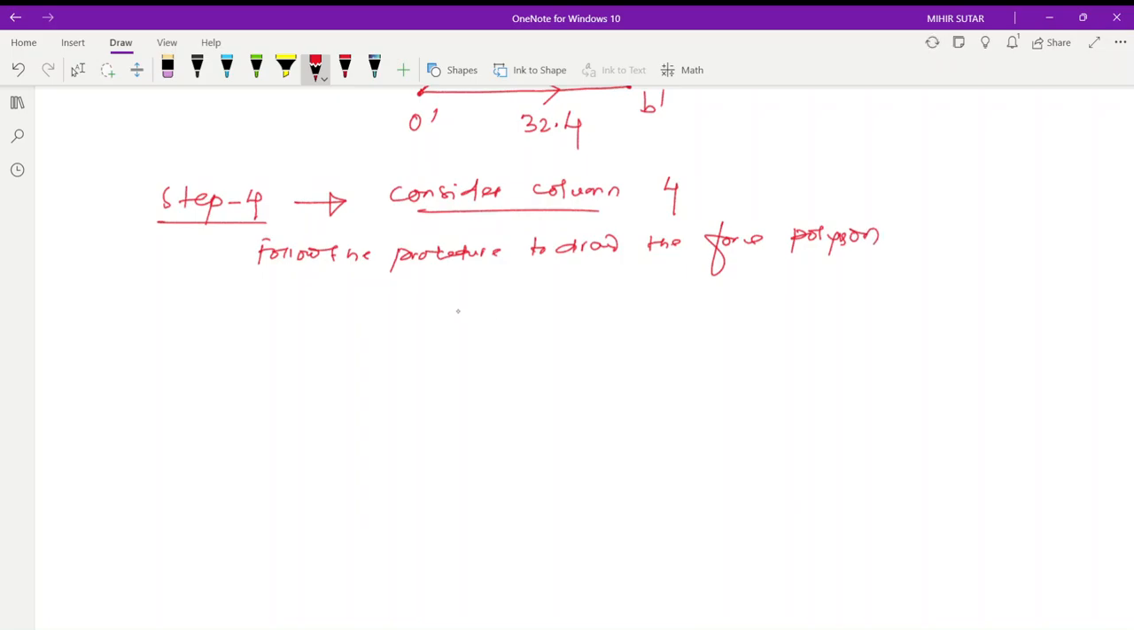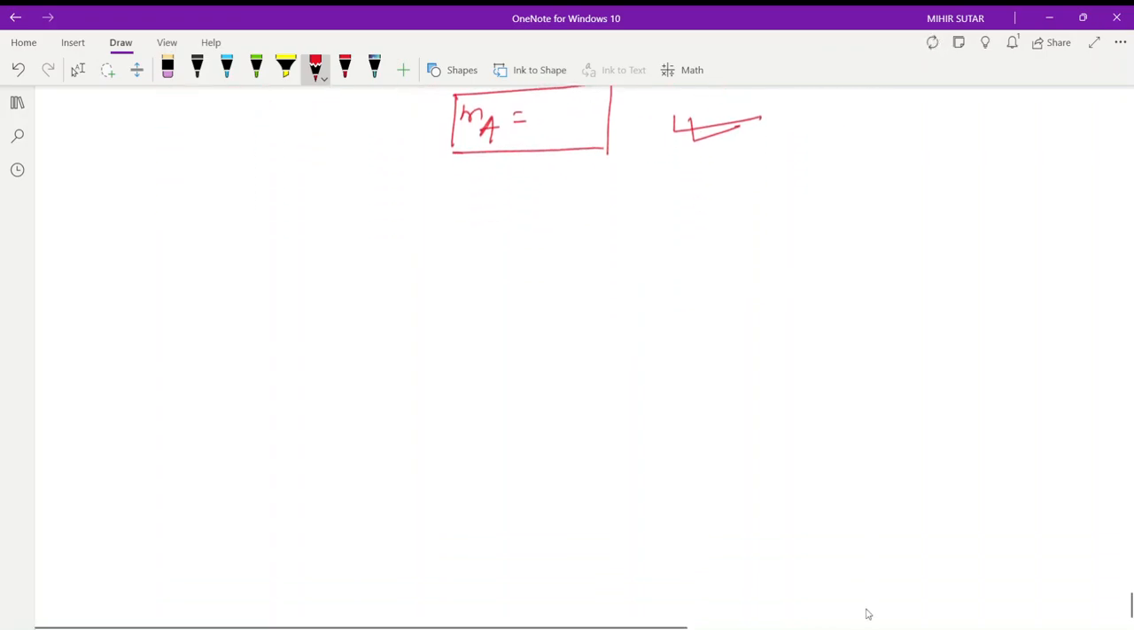Okay, and you will find MA. Okay, so in this way we can solve. Now let's say we have another example. Okay, example 2.